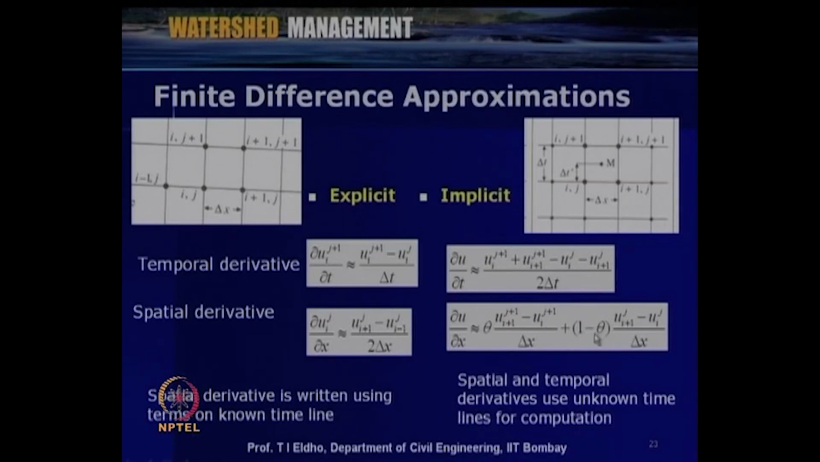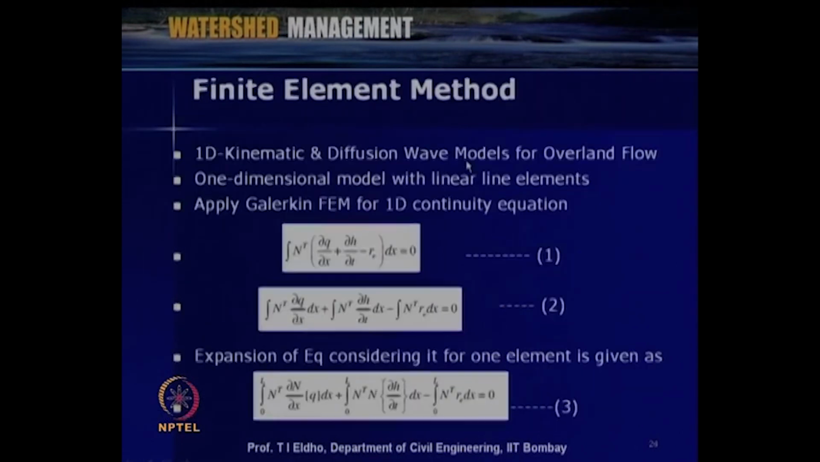When theta is equal to say 0, then we will be having a fully explicit or a fully implicit scheme. When theta is equal to 1, we can have either 1 or 0, we can have explicit or implicit scheme. So, that is the difference between explicit and implicit finite difference scheme.